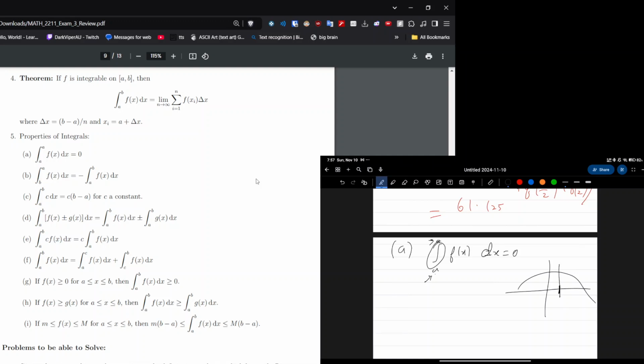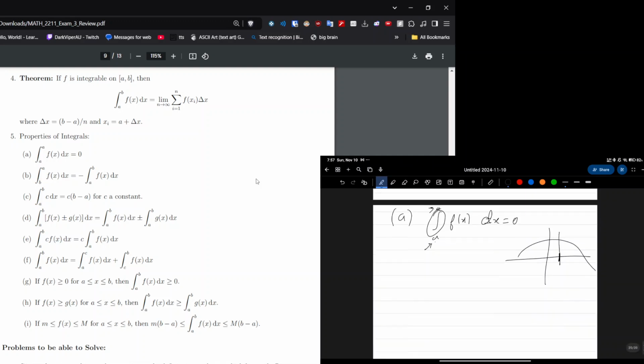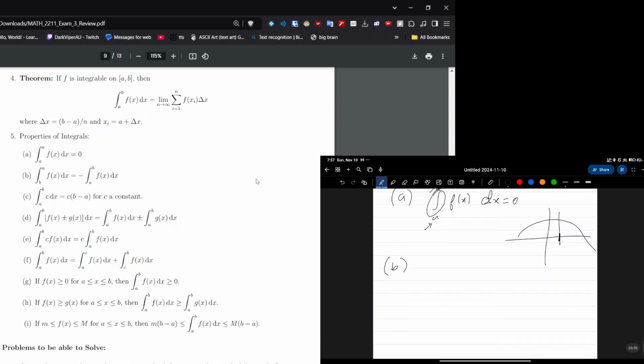So this point, this area would be 0. Okay, if I want to reverse my bounds in my integral, I can put a negative outside. This would be the integral from a to b of f(x) dx. Now why does this happen?